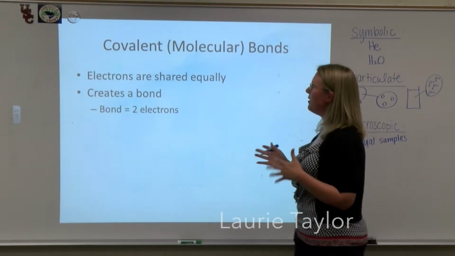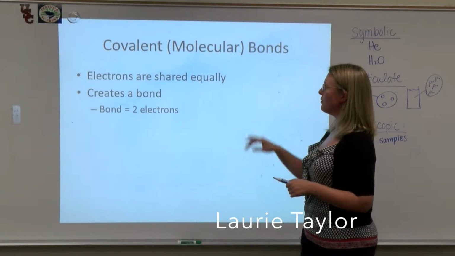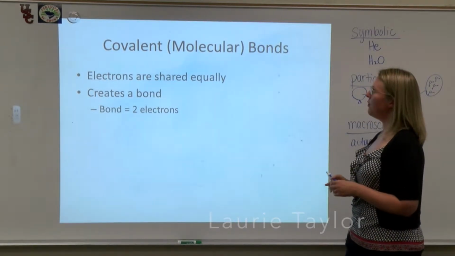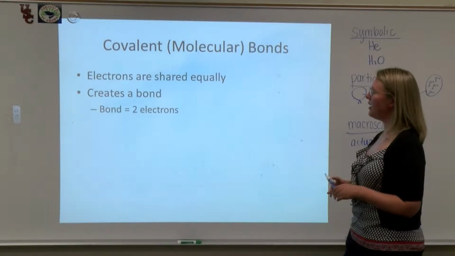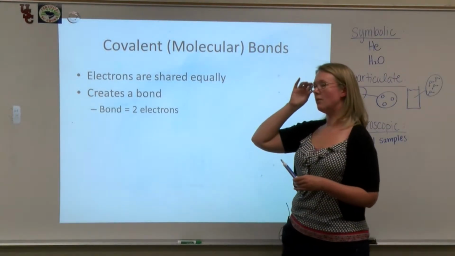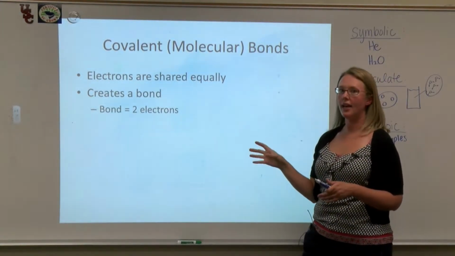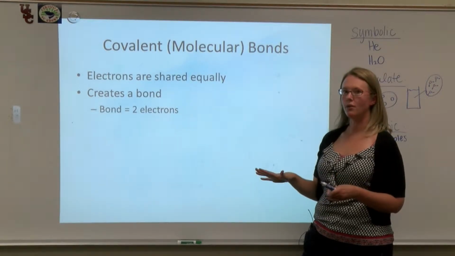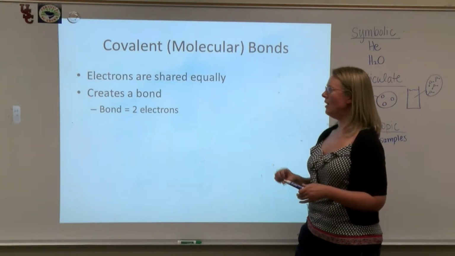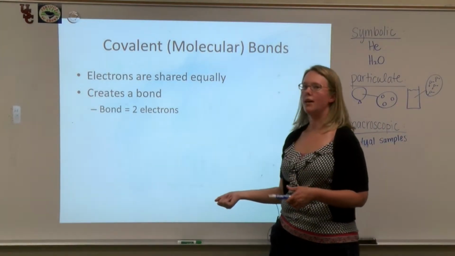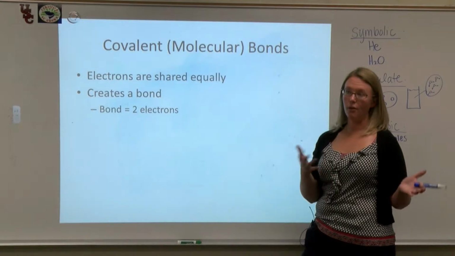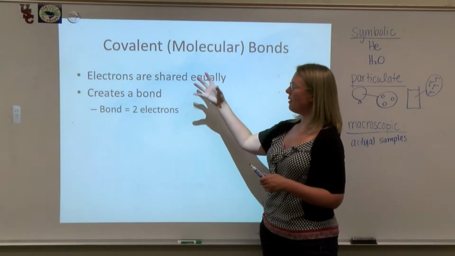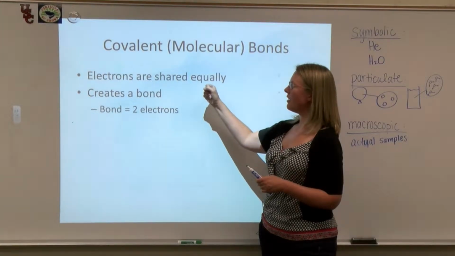Now we're going to step into the second part of naming and writing formulas. We're going to look at covalent or molecular substances. When you have a covalent bond, electrons are shared equally, very different from ionic. In ionic, you have a transfer of an electron so that you actually form ions, like I showed with sodium chloride. The sodium lost its electron to become positive. Chlorine gained that electron to become negative.